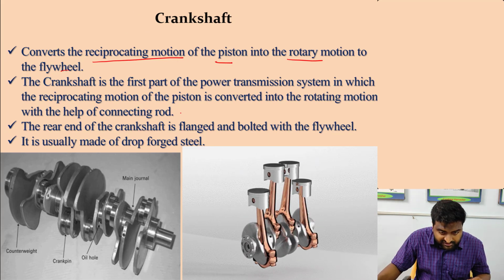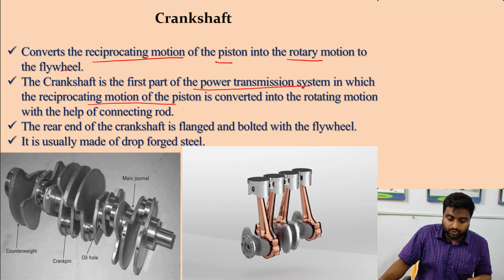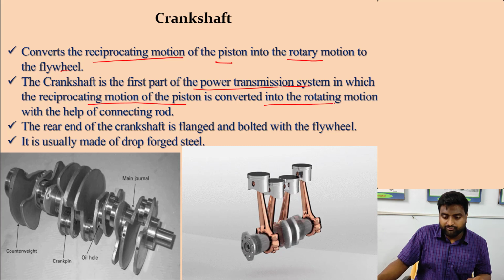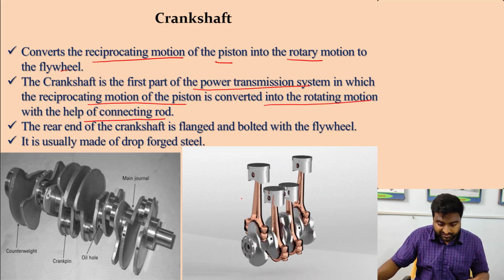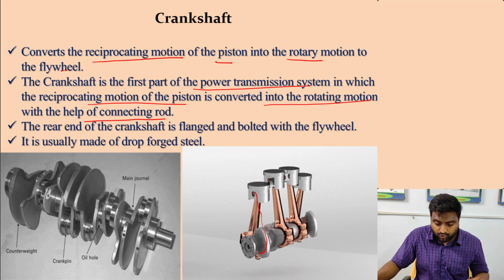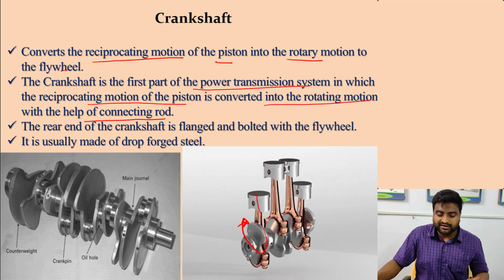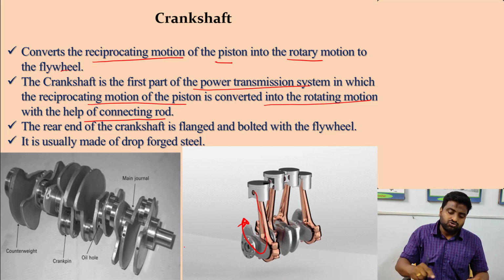So the crankshaft is the first part of the power transmission in which the reciprocating motion of the piston is converted into rotary motion with the help of the connecting rod. That means what you can see over here, the piston is there, and the connecting rod will help to move the crankshaft, which actually converts the reciprocating motion of the piston into the rotary motion.